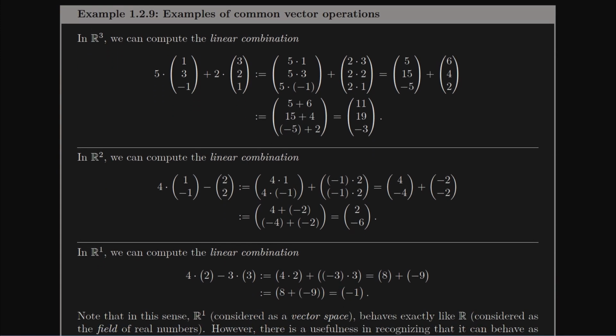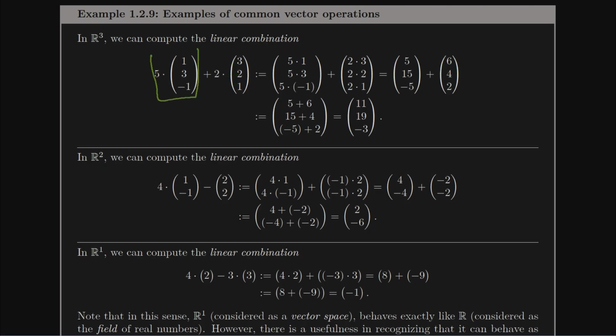Let's look at a couple examples of how we might multiply and add vectors together then. We'll go ahead and take the vector 1, 3, negative 1, multiply it by 5. How are we going to do that? Well, we'll just distribute 5 to all terms. What is 5 times 1? It's 5. What is 5 times 3? It's 15. And what is 5 times negative 1? It's negative 5. We'll do the same thing with the 2 over here. And we'll multiply it against a 3, against a 2, and against a 1. 2 times 3 is 6. 2 times 2 is 4. 2 times 1 is 2.